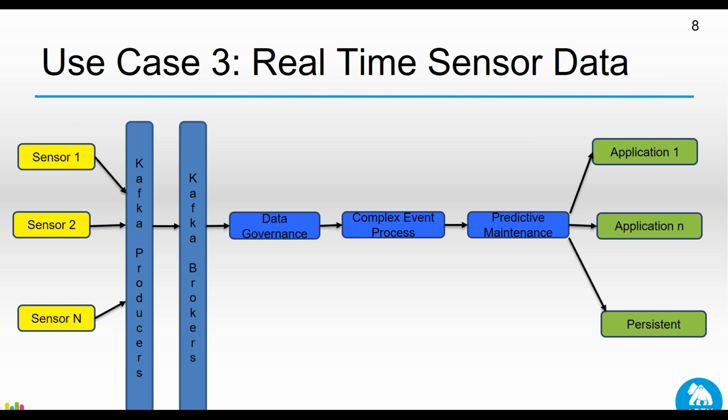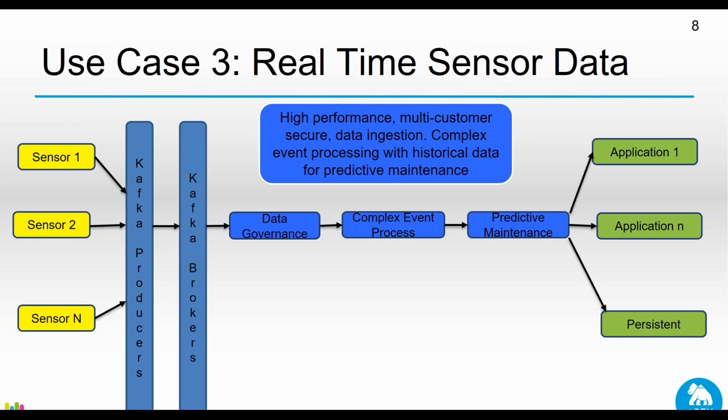So the next use case is one of our clients who has been using our platform, DataTorrent RTS, in collaboration with Kafka to read sensor data. So now we are talking about the Internet of Things. This is a heavily talked about use case in the industry, as well as among people who are interested in the domain as such. Effectively, they were looking at high performance, multi-customer secure data ingestion.